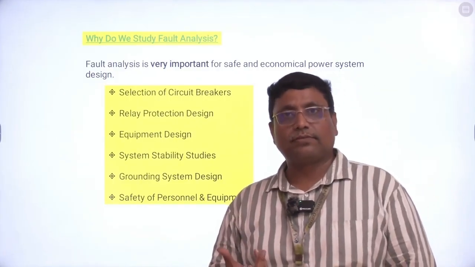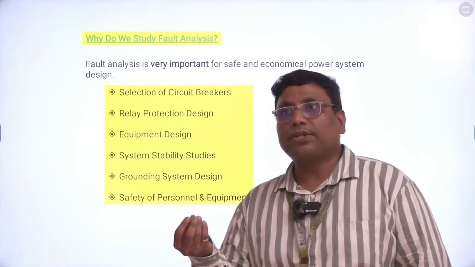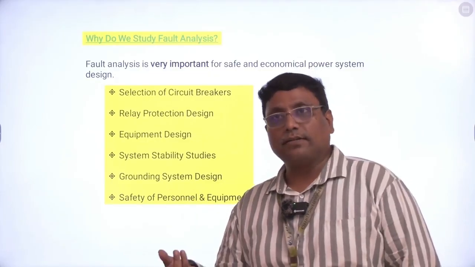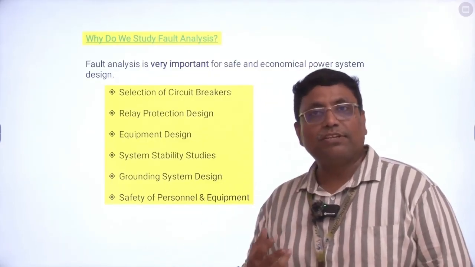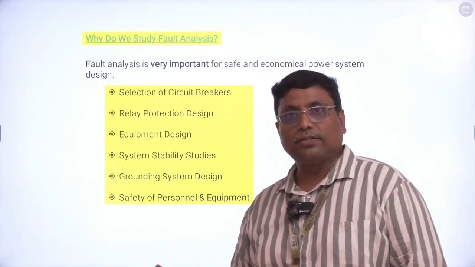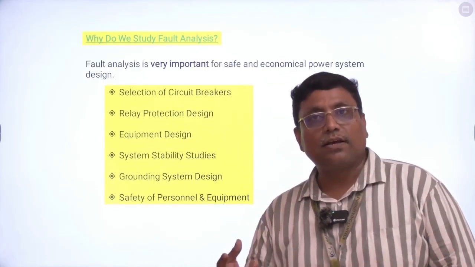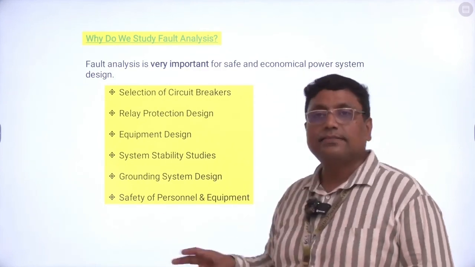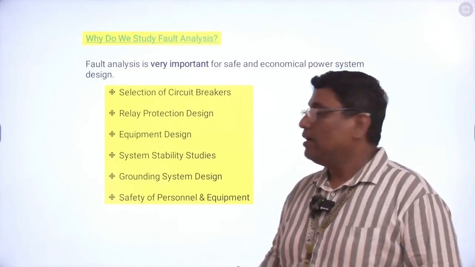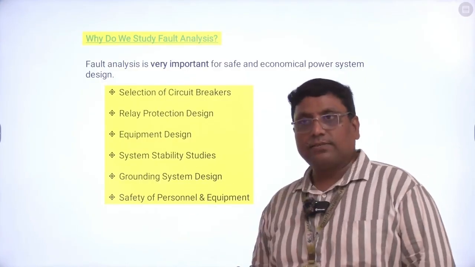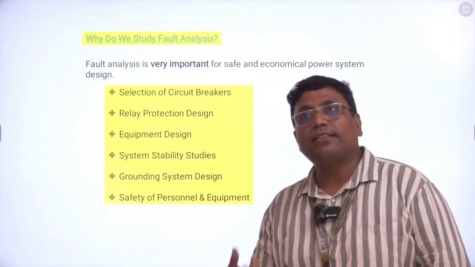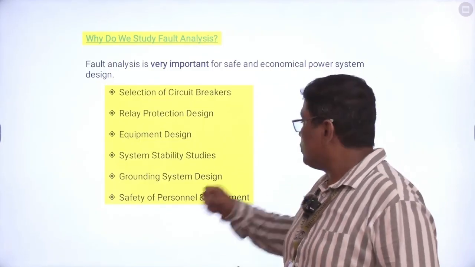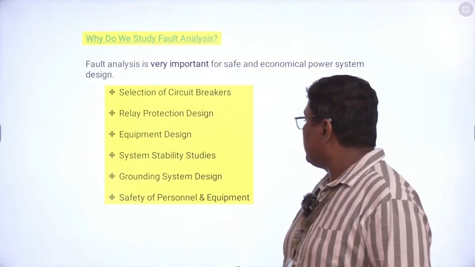System stability studies: we have to analyze the behavior of the circuit when any symmetrical fault current or unsymmetrical fault current occurs. We will discuss later the difference between symmetrical and unsymmetrical fault current. Different types of fault currents occur in the power system network, so analyzing the system behavior is very important. And grounding system design: calculate the earth fault current value, and calculate the neutral grounding resistor value, which is also important. And safety of personnel and equipment.